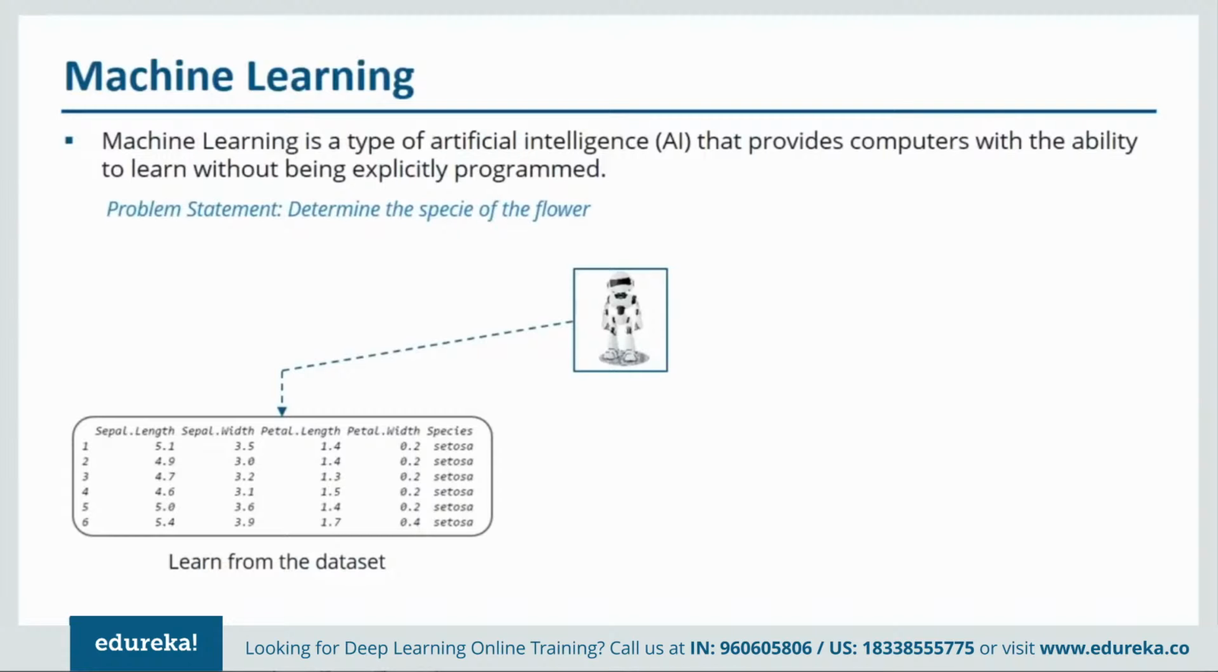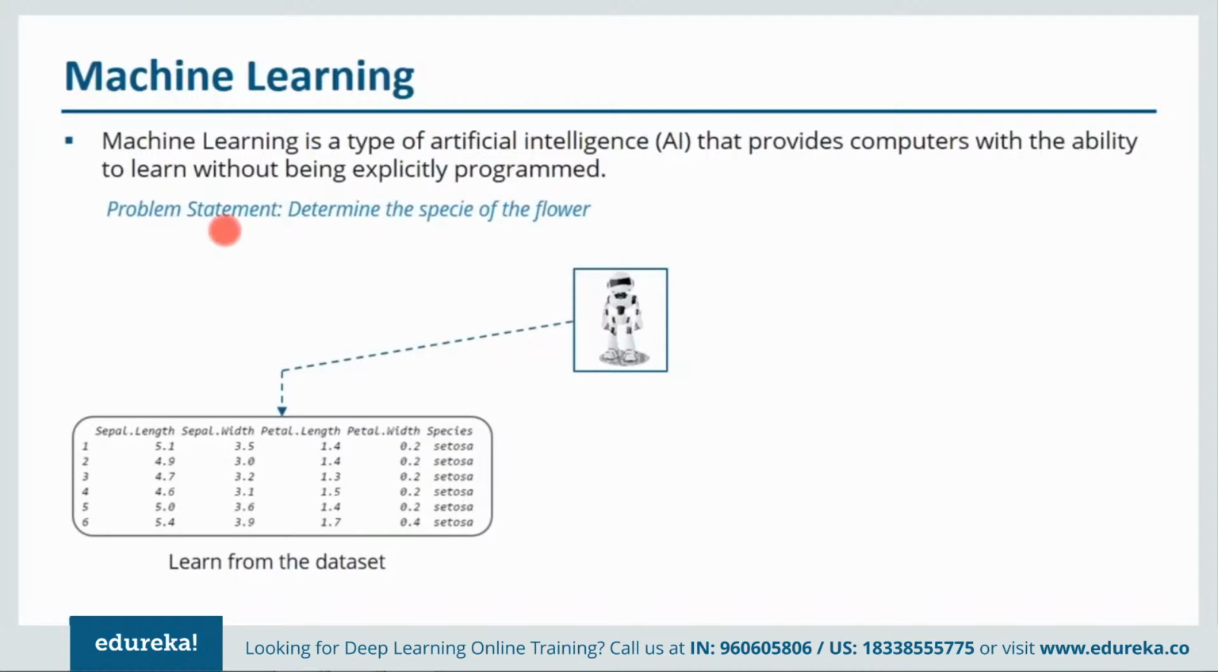Now, what is machine learning? Machine learning is nothing but a type of artificial intelligence, or you can say a subset of artificial intelligence, and it provides computers with the ability to learn without being explicitly programmed. So you don't need to hard code your machine for that. Let us understand this with an example.